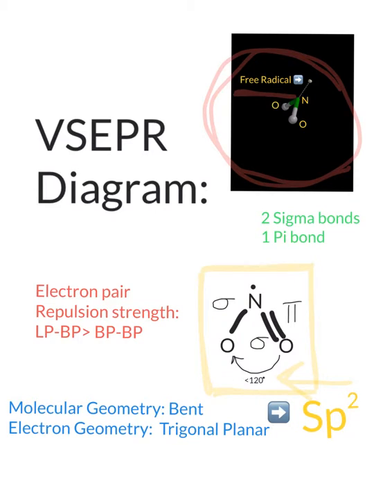And so from these 2 figures we can determine the molecular geometry to be bent and the electron geometry to be trigonal planar, which ultimately allows us to determine the hybridization to be sp2. So that means there are going to be 3 orbitals that are going to be hybridized.